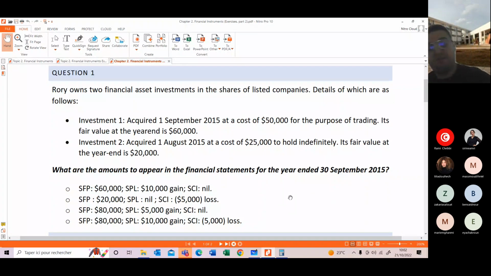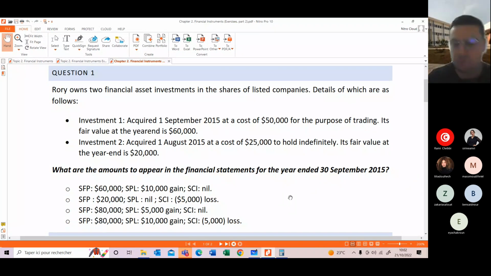SFP is the statement of financial position. SPL is the statement of profit or loss. And the SCI is the statement of comprehensive income. Okay, so it's a kind of exercise in which you have to classify the financial assets into, let's say, fair value through profit or loss, or fair value through comprehensive income.